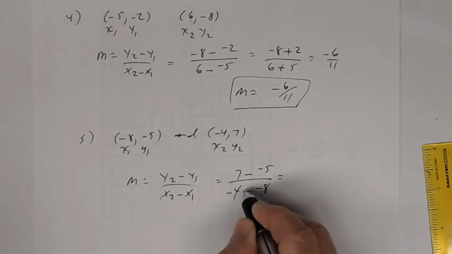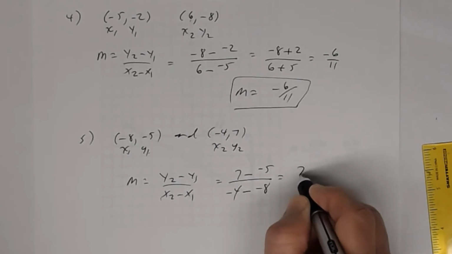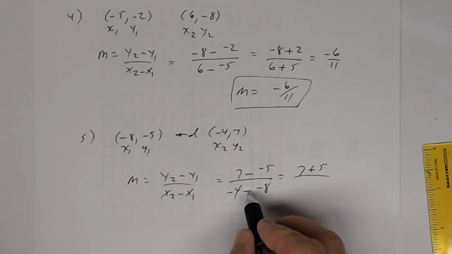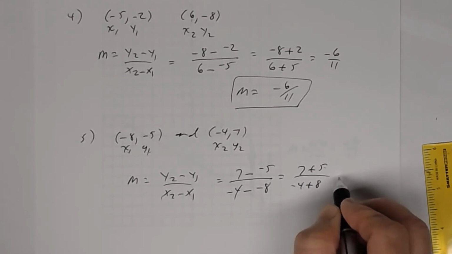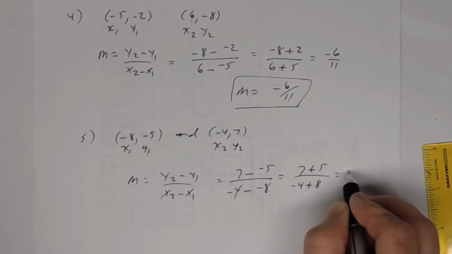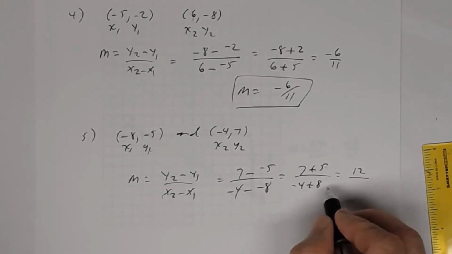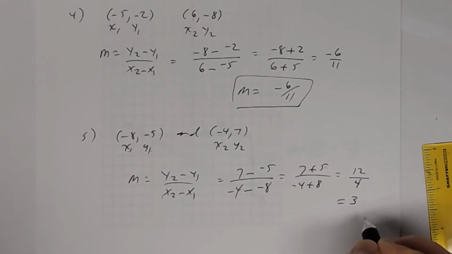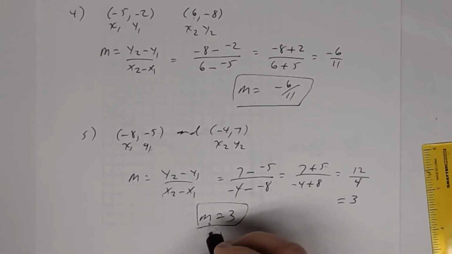Changing these subtractions to addition, I get 7 plus the opposite of negative 5. So it's 7 plus 5. The opposite of negative 5 is 5. And then negative 4 subtract negative 8 means negative 4 plus the opposite of negative 8, which is a positive 8. 7 plus 5 is 12, and then negative 4 plus 8 is 4. And then 12 divided by 4 is 3, right? So you get 3. So the slope of that line is 3.